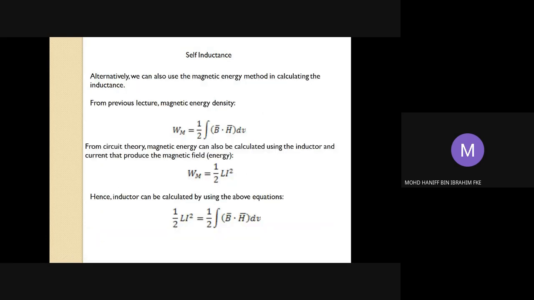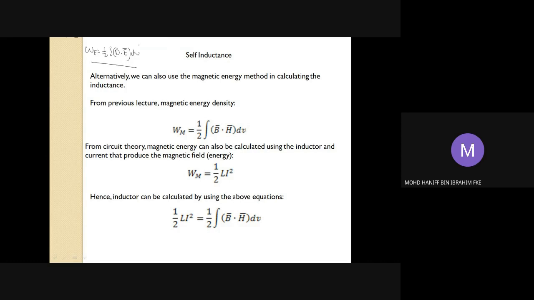Alternatively, we can also use the concept of magnetic energy to find the inductance. I think this is similar to what we have learned previously in capacitance. If I can rewrite here, previously we have learned that the electric energy W_E equals half the integration of D dot E dV, right? This is the equation for the energy in the electric field.